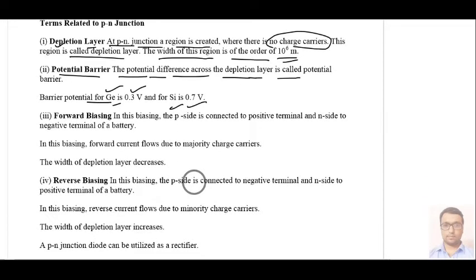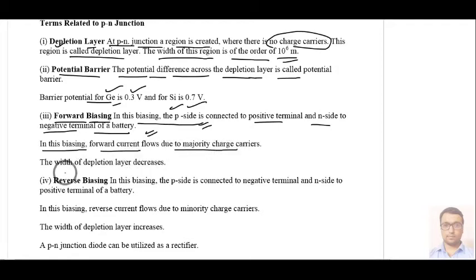After that, we have one term called forward biasing. Forward biasing means if we connect the p side of the semiconductor with the positive terminal of a battery and the n side with the negative terminal, then such a connection is called forward biasing. In this biasing, forward current flows due to majority charge carriers. In the p side the majority charge carriers are holes, and in the n-type semiconductor the majority charge carriers are electrons.